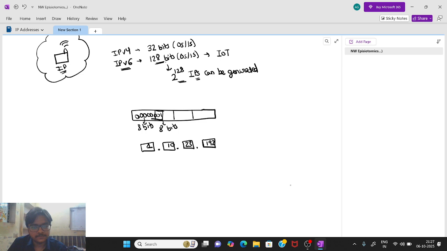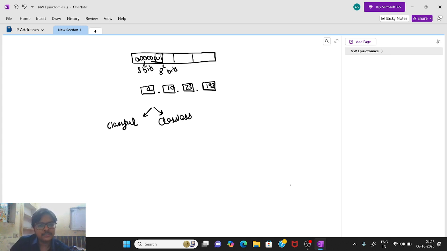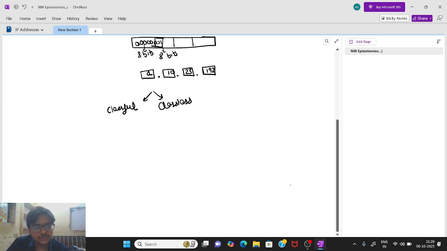Now we will see there are two formats in which an IP can be assigned. It is of two types: one is classful and the other is classless. Okay, these are the two different kinds of notations. Classful is not majorly used in today's world, so we'll not be discussing it. We'll be discussing classless. In classless, the notation is IP slash n.